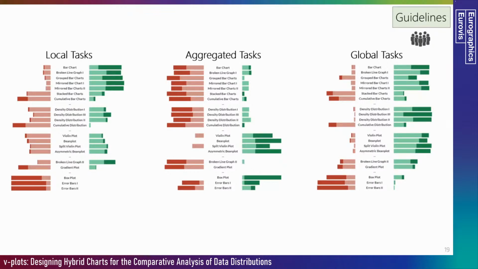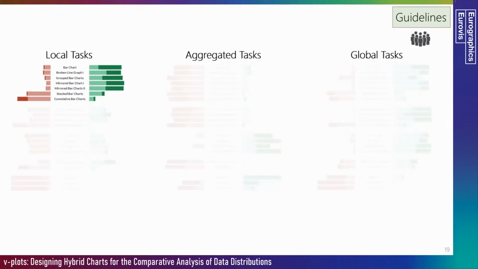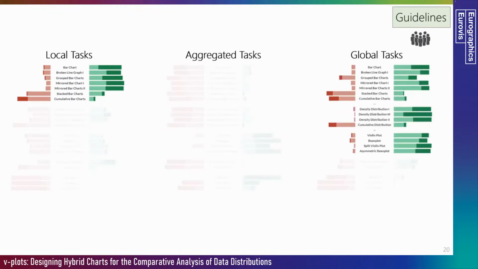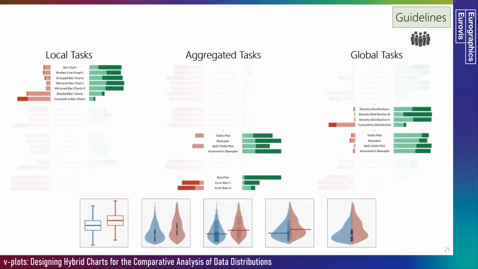Generally, the usefulness of charts differ across local, aggregated, and global analysis tasks. For local tasks, the most useful visualizations are bar chart variations. While bar charts are also useful for global tasks, there seems to be a preference for shape-based visualizations, as indicated by the dark green color. Finally, for all aggregated tasks, in which the focus is identifying and comparing summary statistics, all charts which directly encode this information are considered most useful.